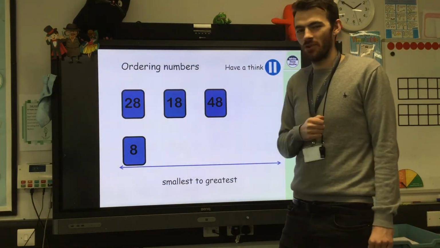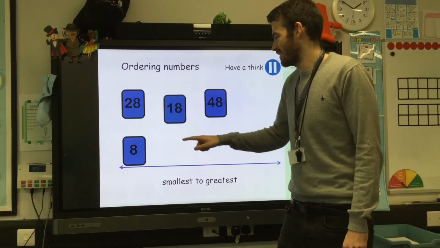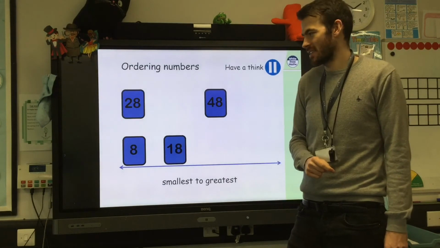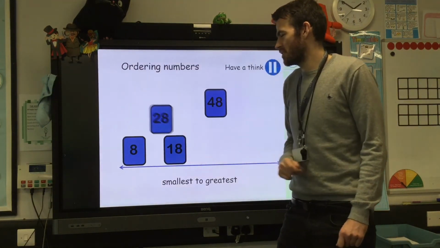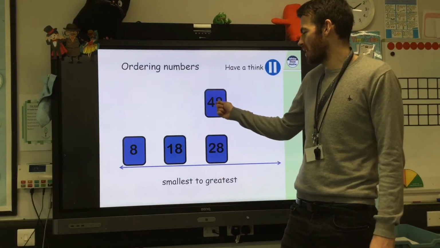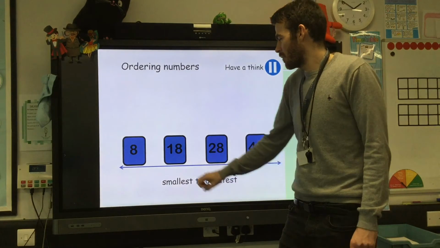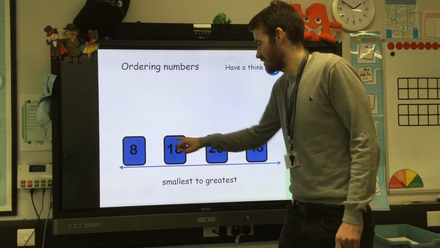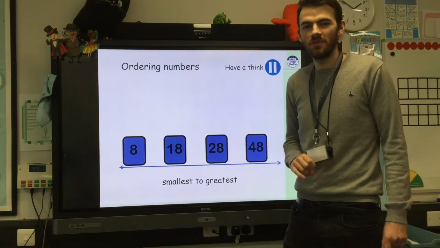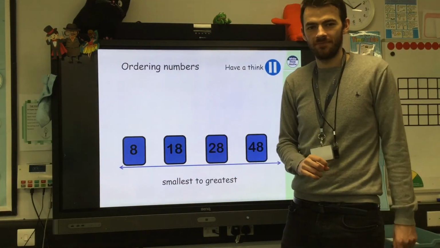What's the next smallest amount of 10s? 1 10, excellent. So 18 comes next. Then we have 28, which is 2 tens. And finally, the most in this question is 4 tens, which is 48. We don't need to look at the ones when we're ordering because we know the tens are different. If there were some numbers where the tens were the same, then we would look at the ones.